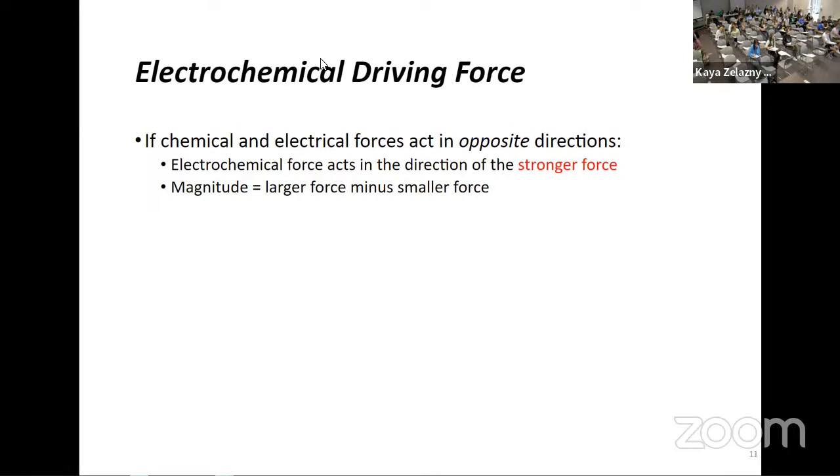Now, it gets trickier when they're acting in opposite directions. Let's say we'll keep our chemical driving force in that same direction. So for our CDF, we're going to say we have high concentration outside, low concentration inside. So our CDF points in. Okay.